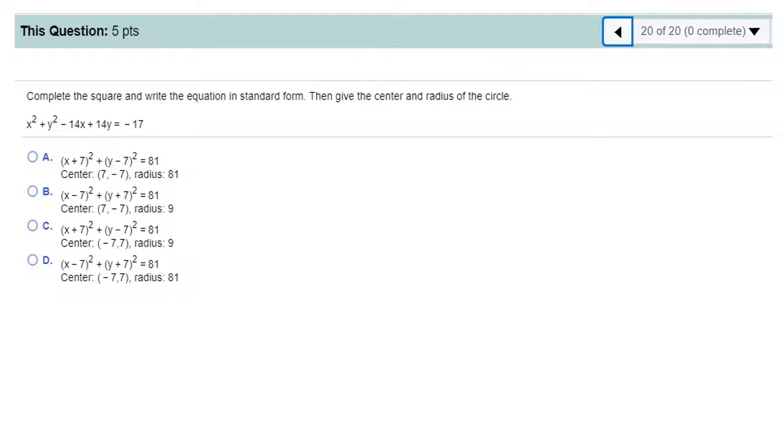Last but not least, we need to complete the square once again. Now in this one, we're going to need to rewrite the terms a bit. See how you have a couple of x terms? Let me go ahead and rewrite those terms together. X squared minus 14x. Then I'm going to go back and pick up the y terms. So I'll put plus y squared plus 14y and put that equal to that negative 17.